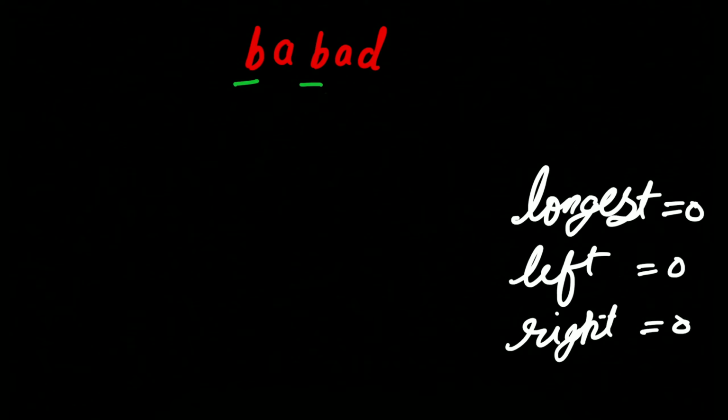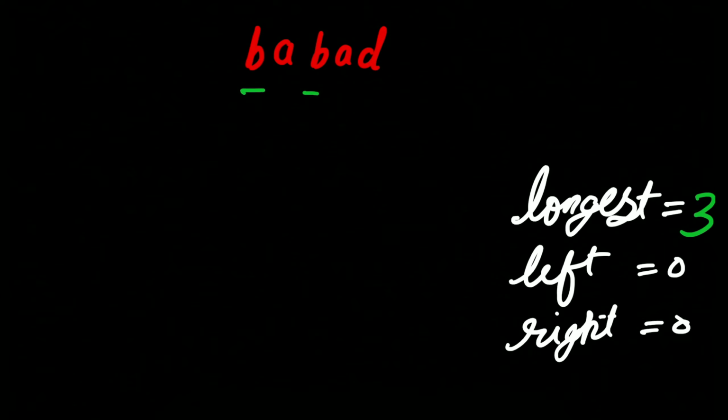So then we have to check if length is more than our longest or not. In this case, it is, right? Length is more than our longest. So now we'll put length as longest. So let me erase this. So now our longest will be equal to our length. And our left will be equal to the L value.